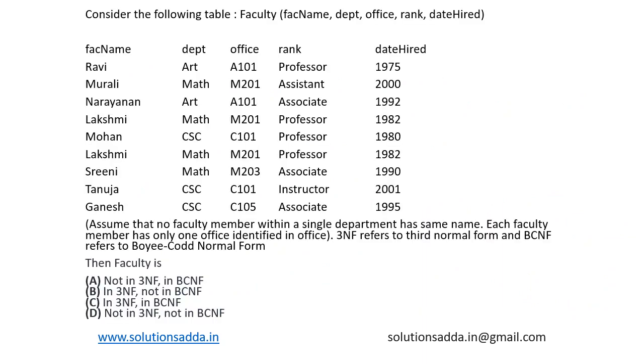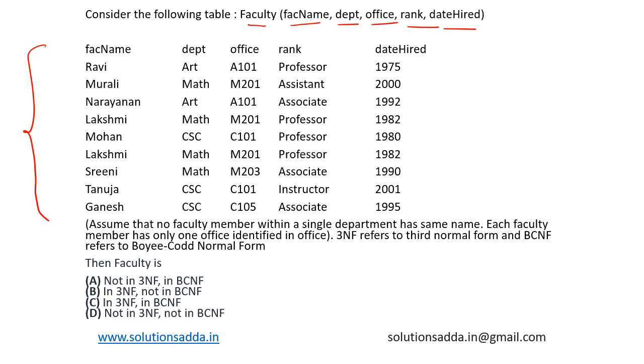This is a question from database. Consider the following table faculty with faculty name, department, office, rank, and date hired as the attributes, and the table is given. Assume that no faculty member within a single department has the same name. Each faculty member has only one office identified in office. 3NF refers to third normal form and BCNF refers to Boyce-Codd normal form. Then faculty is in, and 4 options are given.